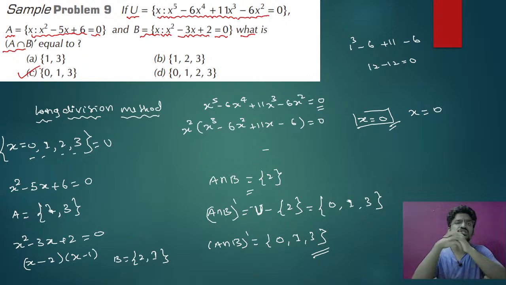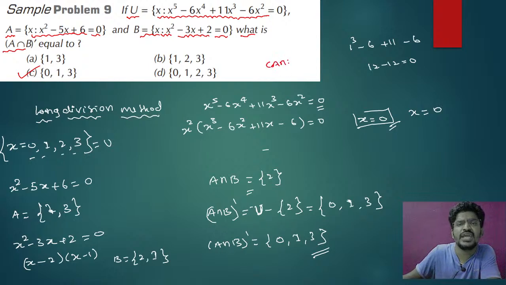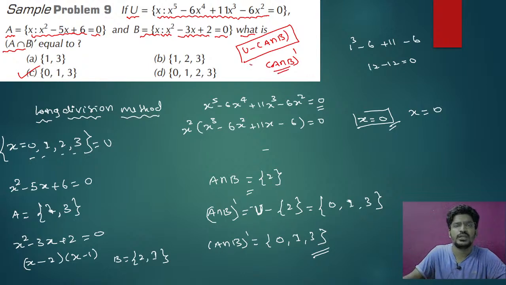Okay. So see students, here we have 3 sets and we have 4 options, right? What we have to do is first check what they have asked. They have asked (A intersection B) complement, right? What is (A intersection B) complement? U minus (A intersection B). This is the formula.